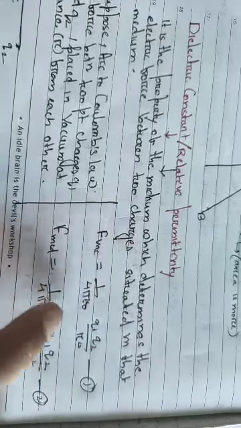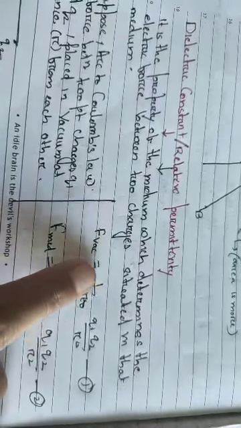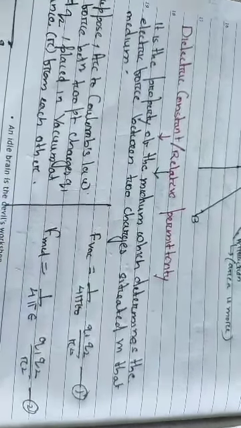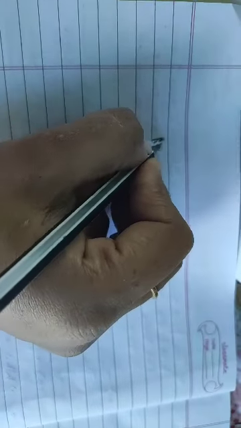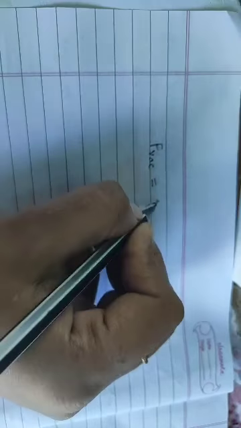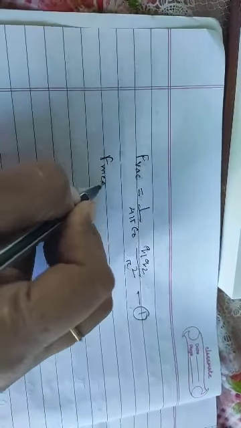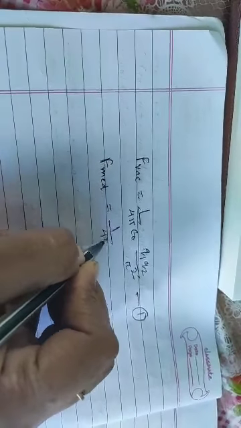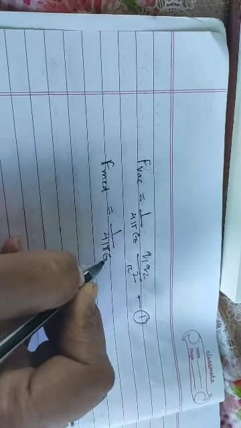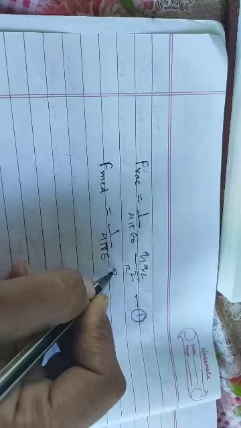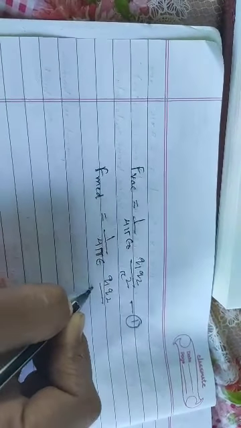Once you take the ratio of these two, means F vacuum by F medium. Let me explain through writing. F vacuum is equal to 1 by 4 pi epsilon naught q1 q2 by r square. Okay, this is equation 1. And F medium is equal to 1 by 4 pi epsilon q1 q2 by r square.